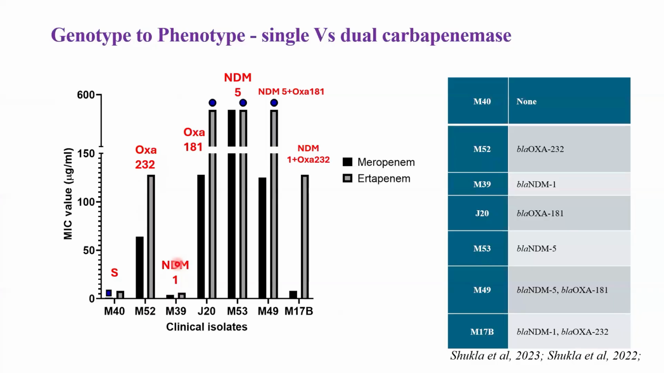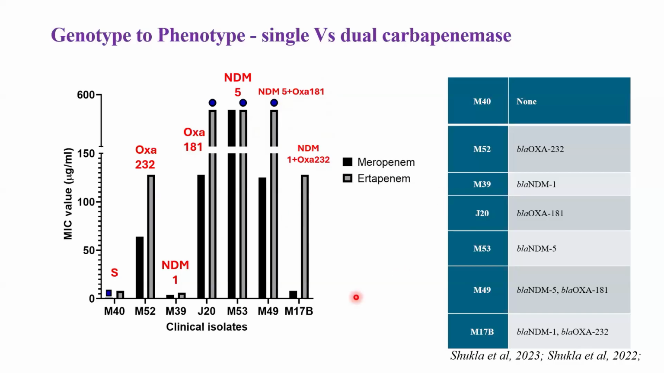So if an isolate has only OXA232 versus only NDM1, then OXA232 is even worse than having an NDM1 gene. And at the same time, if there are dual producers, so let's say there is a combination of NDM5 and OXA181, and NDM1 and OXA232, then the one with NDM5 and OXA181 is going to be worse compared to the rest of the combinations.